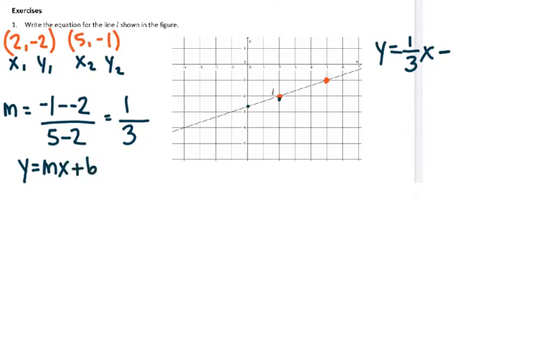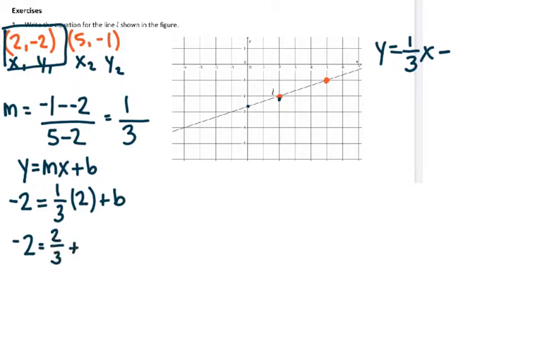So I'm going to plug into my equation, y is -2 in this first point. So -2 equals, my slope is 1/3, multiplied by 2 because I'm using that x value of 2. And then I'm going to solve my equation for b. The first thing I'm going to do is multiply 2 by 1/3. So I'm left with -2 equals 2/3 plus b.